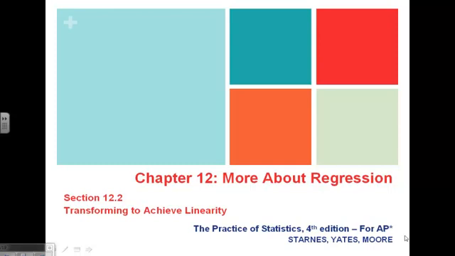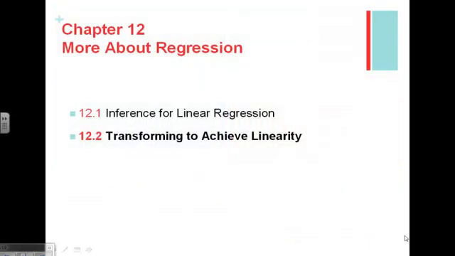What we're going to be looking at today is transforming to achieve linearity. We started this chapter by looking at regression and what it has to do with inference. We are going to take a very different turn in this second section. We're going to do no inferential statistics. We won't be looking at any H0 claims. We won't be looking at parameters versus statistics. It's all in 12.1.